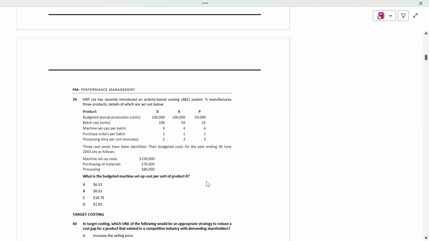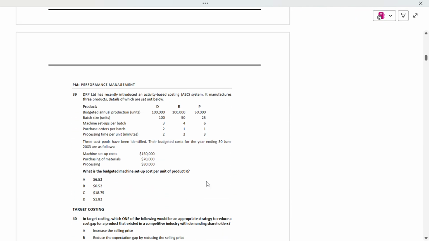Next. This is the last question. Again, we'll do the next one, Inshallah, and we'll continue, we'll not stop. First read the question. What is the budgeted machine setup cost per unit of product R? We have to think about product R. We have to be very, very focused on what they are asking us.